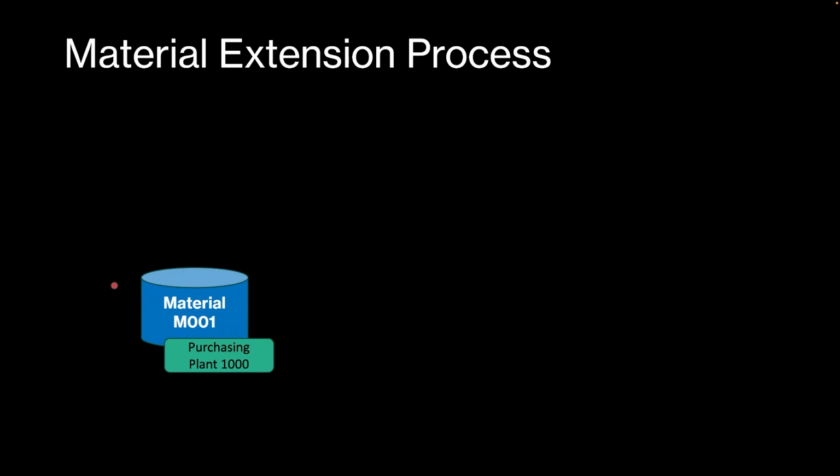Now let's see what is a material extension process. So till now we saw how we can create a material, but let's say that you have created a material and then you want to extend that material to a different organizational element. Then how can you do this process? So let's say that you have material M001 and you have maintained the purchasing data for plant 1000. Okay, so you have created this material, you have entered the client data and you have entered the purchasing data. Now let's say that you want to extend this particular material with the accounting data also. As we saw that we have different views for purchasing and accounting. So you have already created for purchasing, but now you want to extend the view for accounting. So how can you do that?